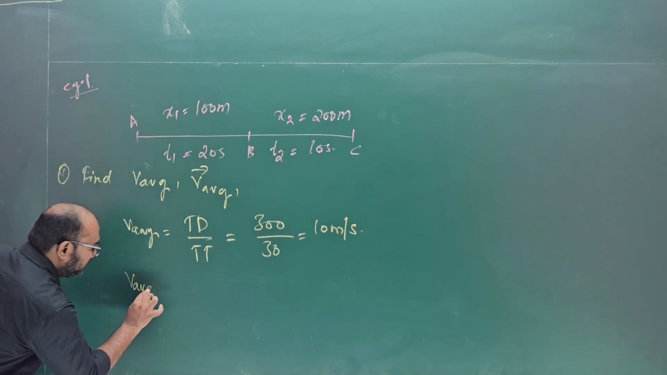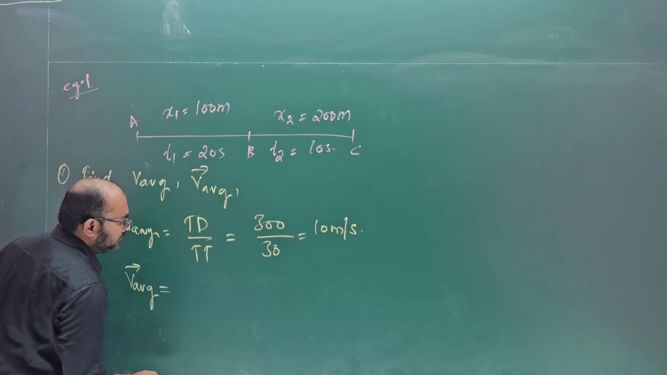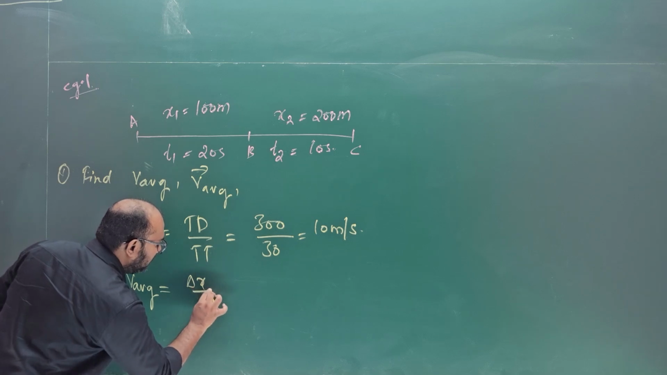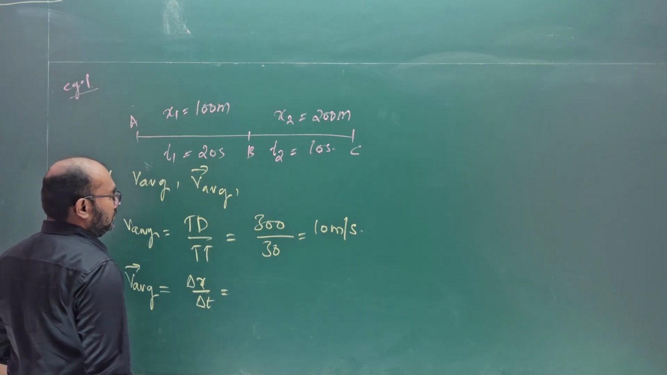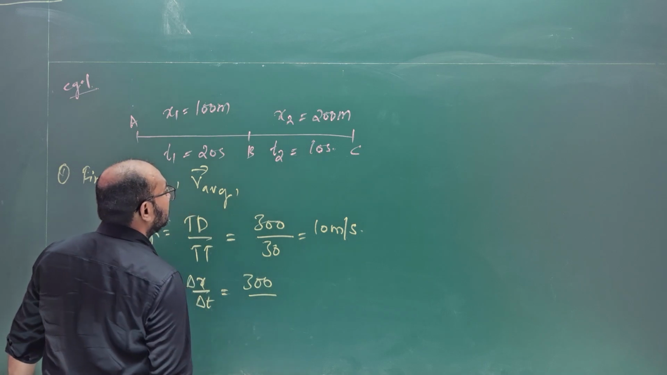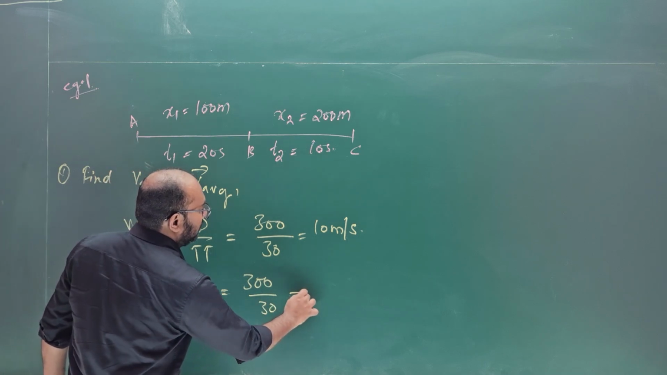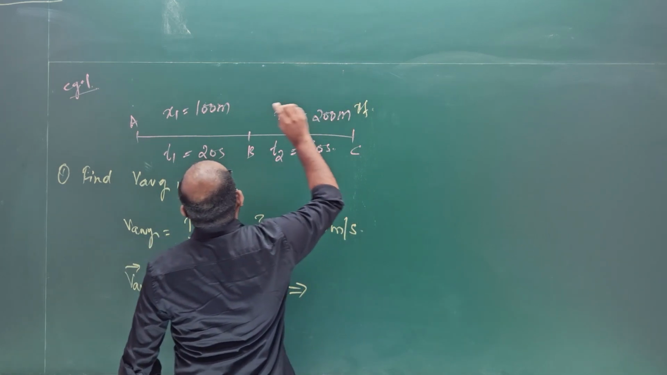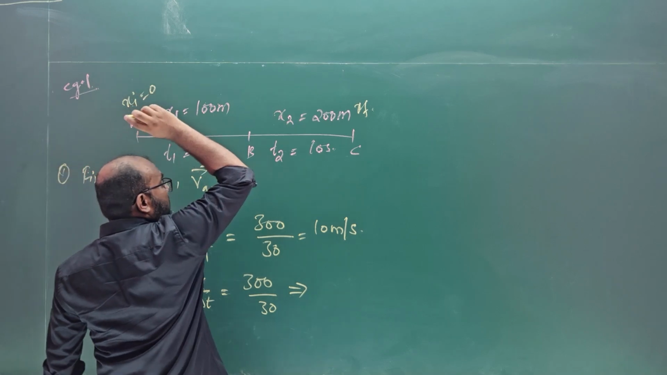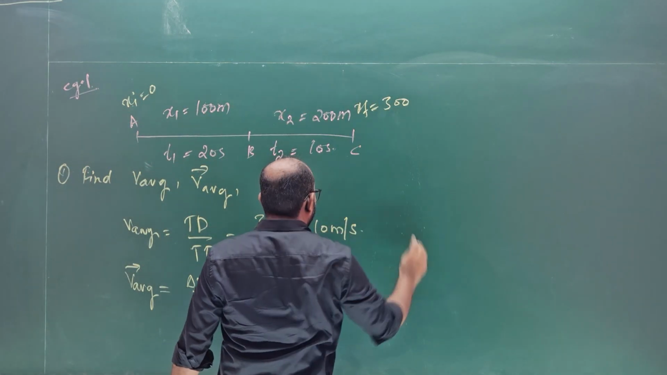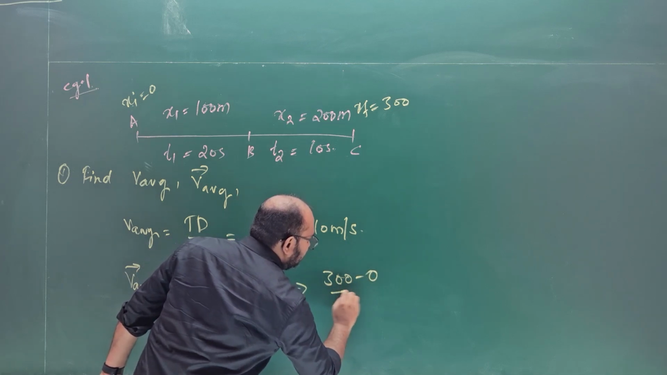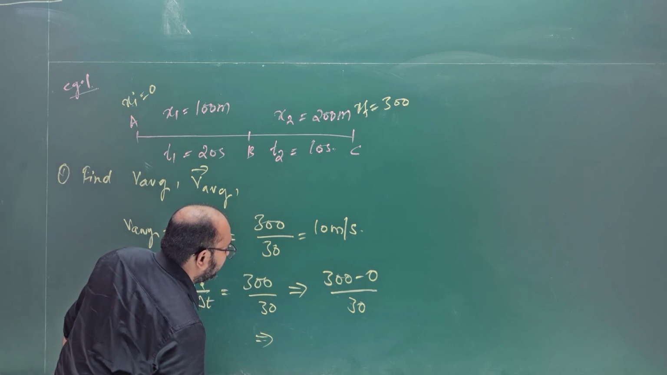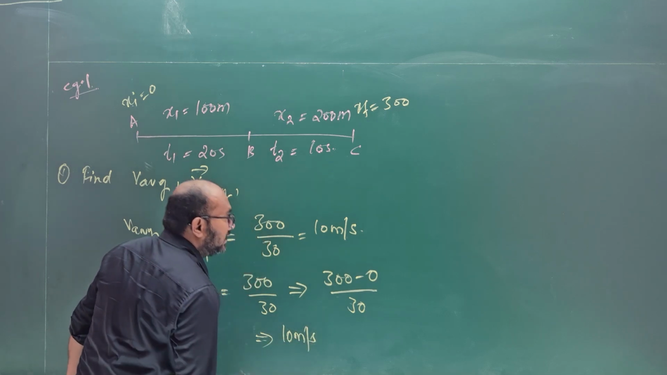Similarly, the average velocity formula is displacement upon time, or final position minus initial position, whatever you want to write, delta x upon delta t, which is equal to 300 upon 30. Or you can also write this as x final minus x initial, where x initial is considered 0 and x final is 300, upon time 30. And this is also 10 meter per second.